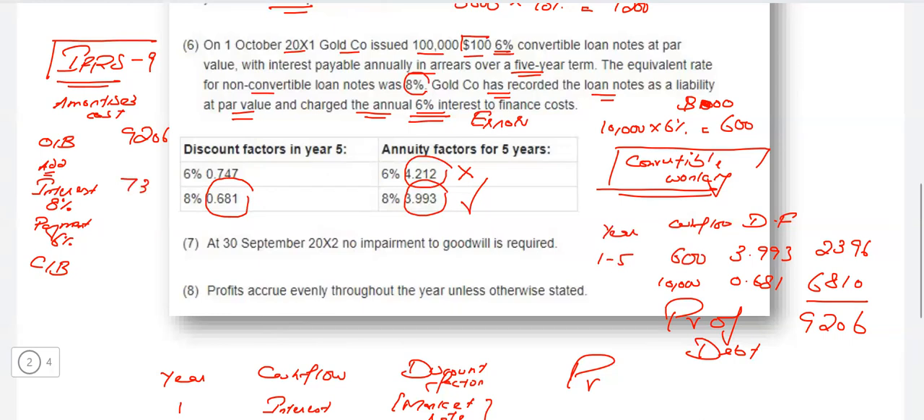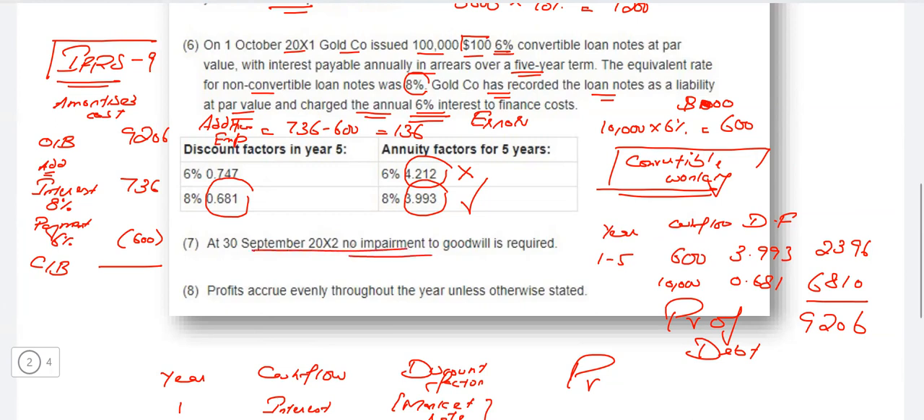So interest is 736 less the payment, and then we get the closing balance. Now see, the 736 was the expense, which should have been recorded, but they recorded 600 as an expense. So the additional expense that should be recorded now is 736 minus 600, which is 136. So this is how we do it. 136 should be recorded in the finance cost.